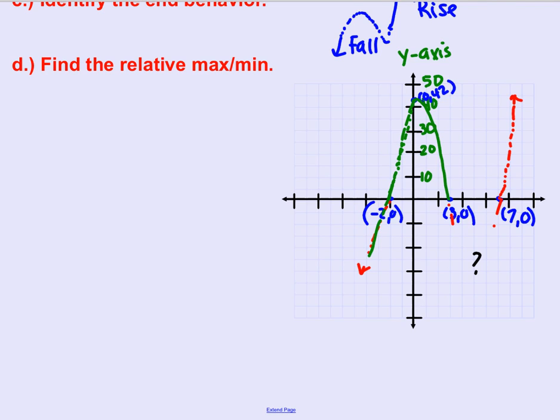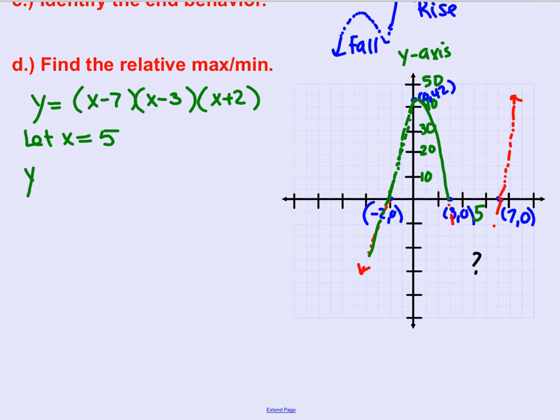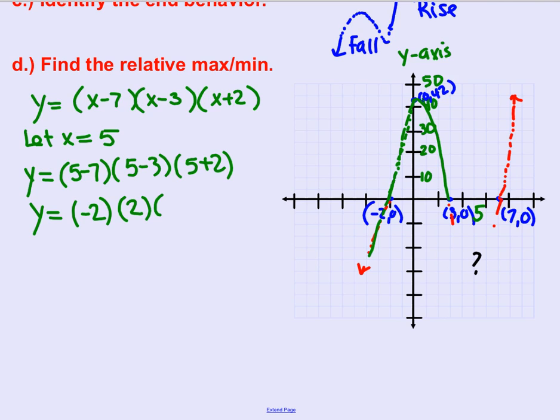Okay, so I'm going to choose the number 5 and evaluate the function. So my y equals, I have function x minus 7, x minus 3, x plus 2. And we want to find out what is the value when I substitute x of 5 into the function. What would the ordered pair be? So we say y equals, we substitute 5 into the function, so 5 minus 7, 5 minus 3, 5 plus 2. So we'll simplify that. So 5 minus 7 is negative 2, 5 minus 3 is 2, and then 5 plus 2 is 7. All right, now we multiply those numbers together. So negative 2 times positive 2 is negative 4, times 7 is negative 28. So the relative minimum is over 5 down negative 28.